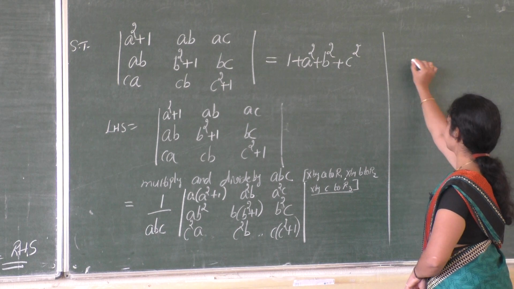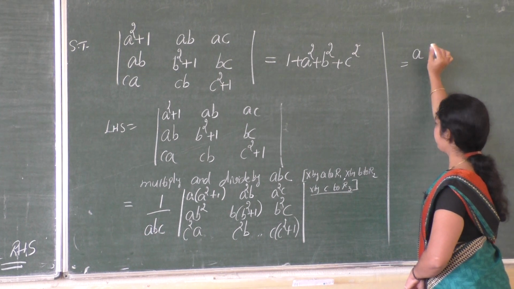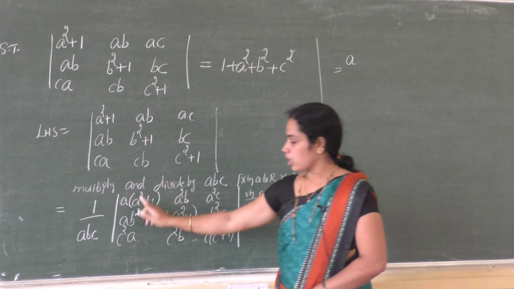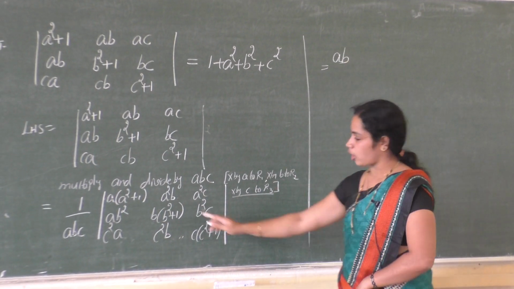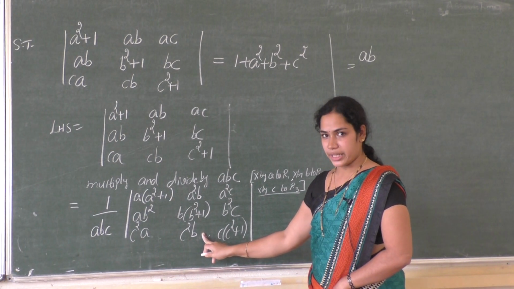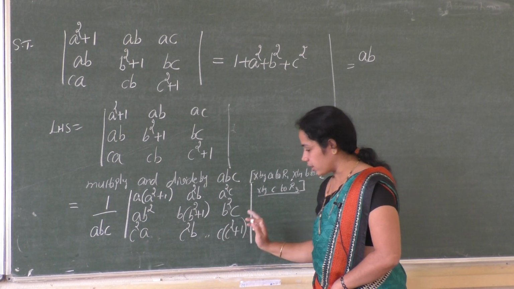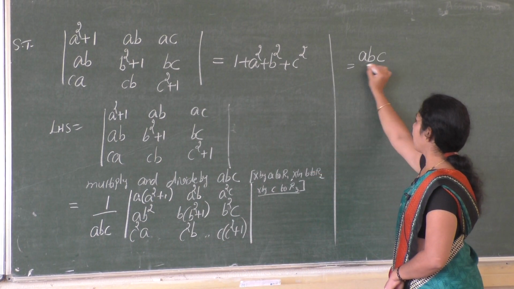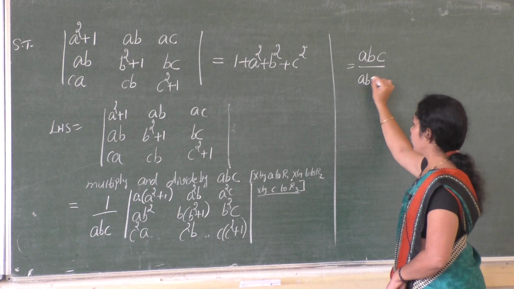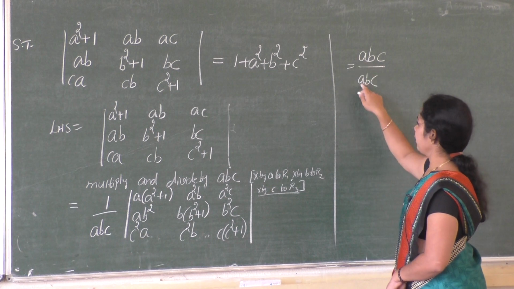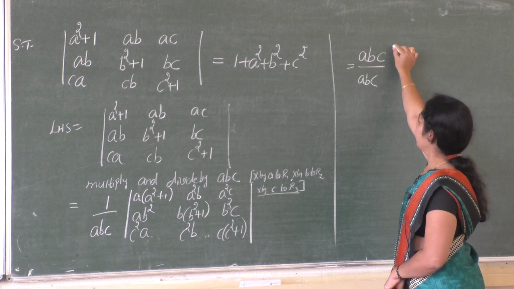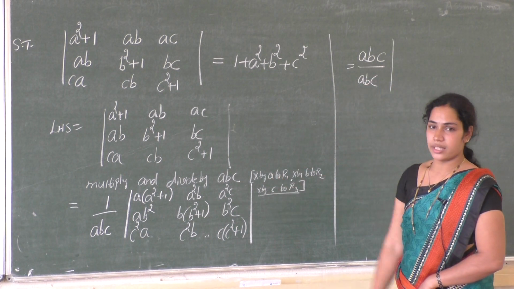What does it become? From the first column, A is taken outside. From the second column, B is taken outside. From the third column, C is taken outside. So 1 by ABC we already have, then ABC is taken outside.